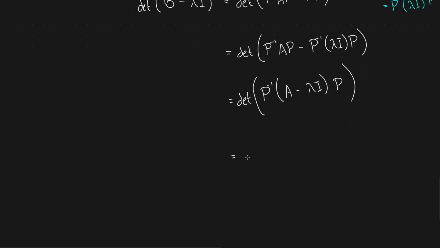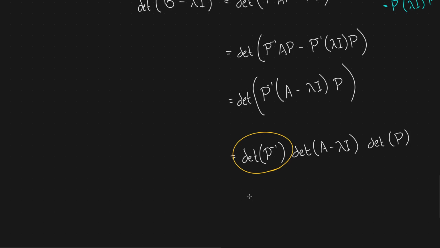Now this is inside a determinant, and we've already seen that with the determinant of products, I can take the determinant of each factor in the product separately. We've already seen that determinant of P inverse and determinant of P cancel because the determinant of P inverse is 1 over the determinant of P.